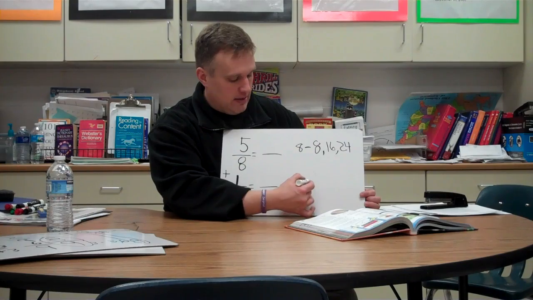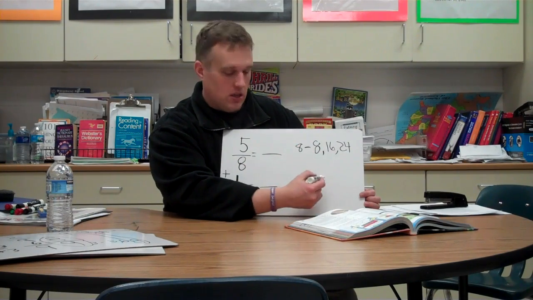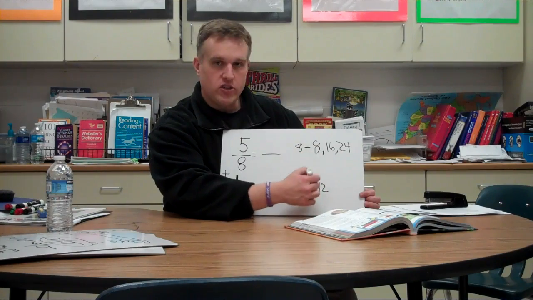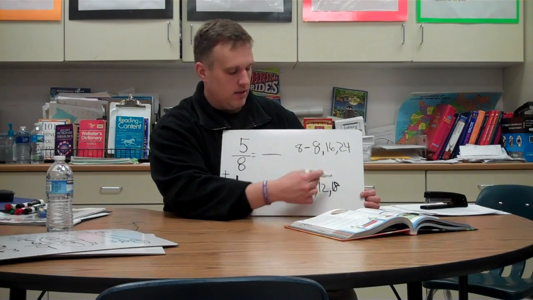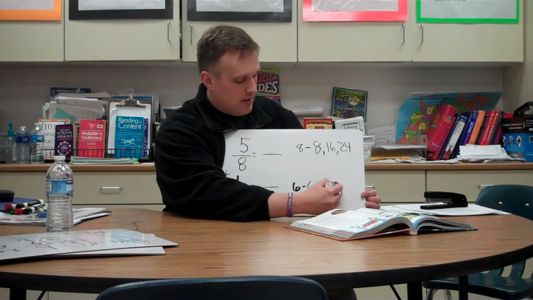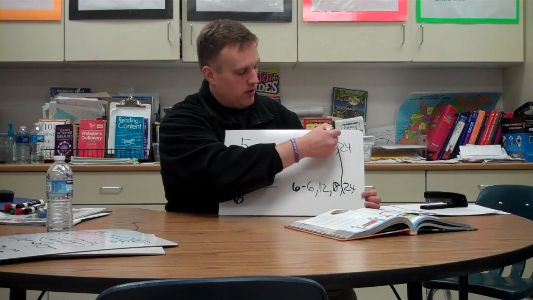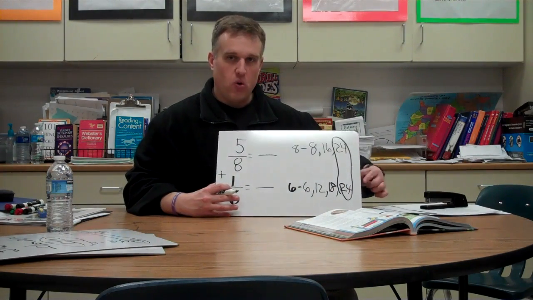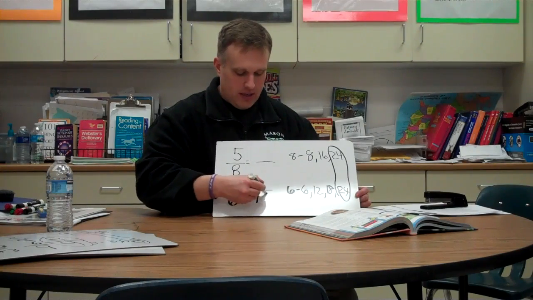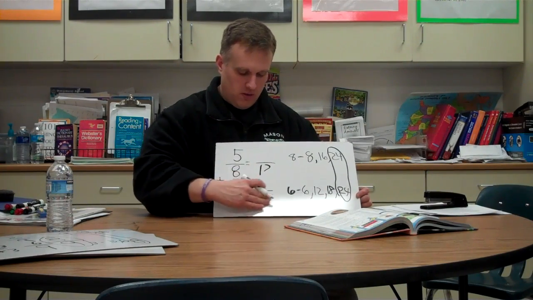6 times 1 is 6, no match. 6 times 2 is 12, no match. 6 times 3 is 18, no match. 6 times 4 is 24. I have a match here. Okay, so my least common multiple is 24. So that's going to become my new denominator. Oh, excuse me, 24.